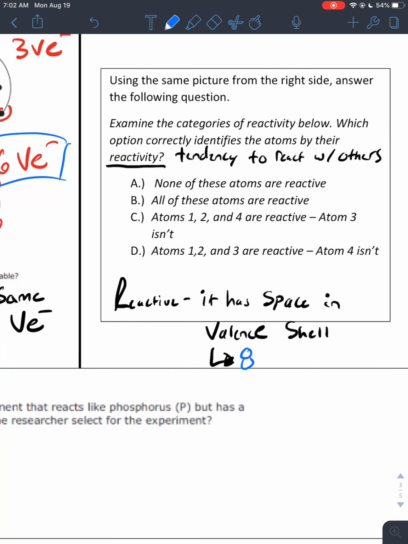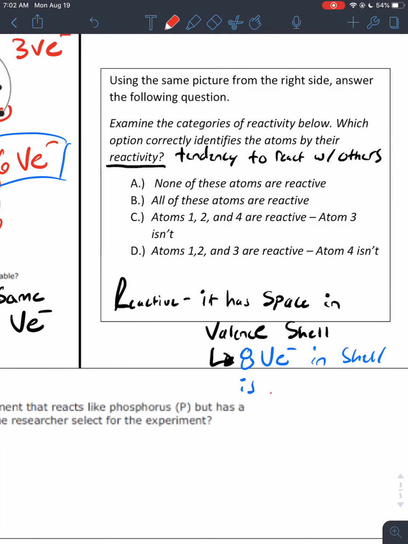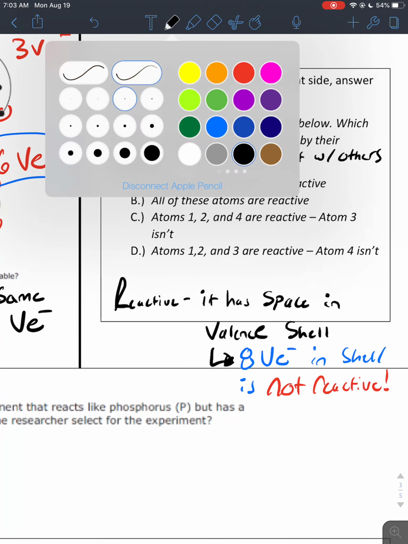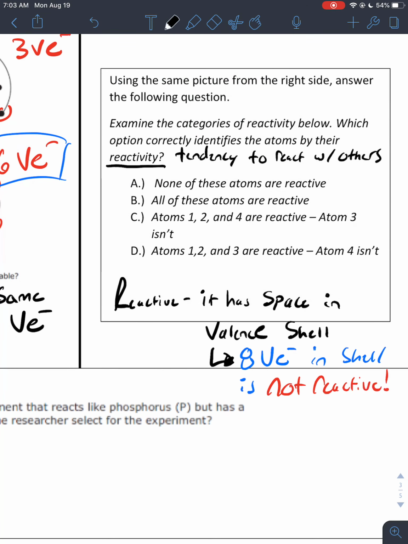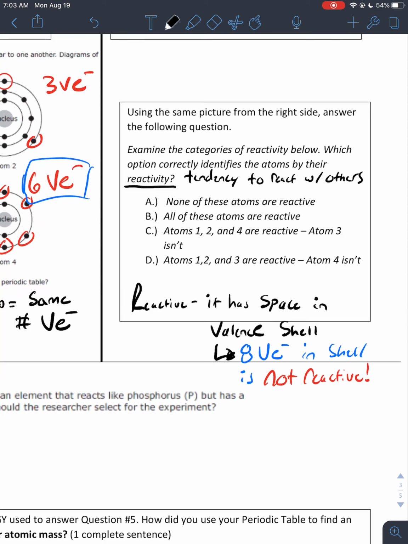that 8 valence electrons in a shell is, and I'm going to be really clear here with all these colors, not reactive. If there are 8 valence electrons in a shell, that means that the atom is not reactive because it is already full. There's nothing that can add to that shell. If nothing adds to it, it doesn't want to partner up with any other atom. It's fine the way it is. So when you're doing this question, think which of these has a full valence shell and what does that mean, okay? I'm going to give you a few seconds. Good luck.